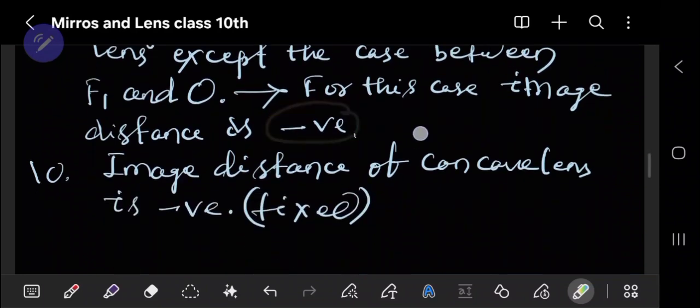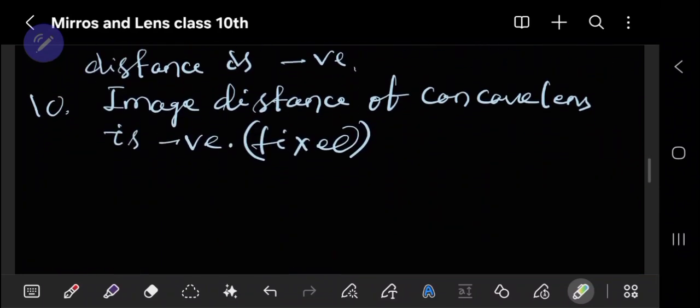Okay? Next. Now coming to image distance of a concave lens. And for concave lens, the image distance is negative. Why? Because it has only 2 cases, and out of 2 cases, the image will be formed on the same side of the lens. I hope this is clear.